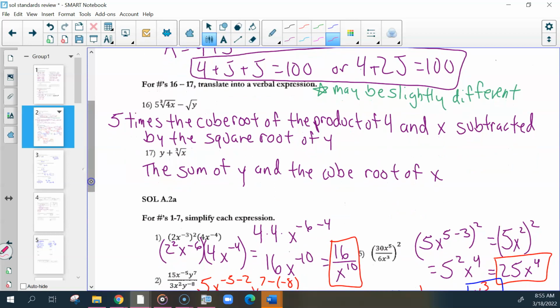The sum of y and the cube root of x. You could have also said y plus the cube root of x, or any other variation of that.